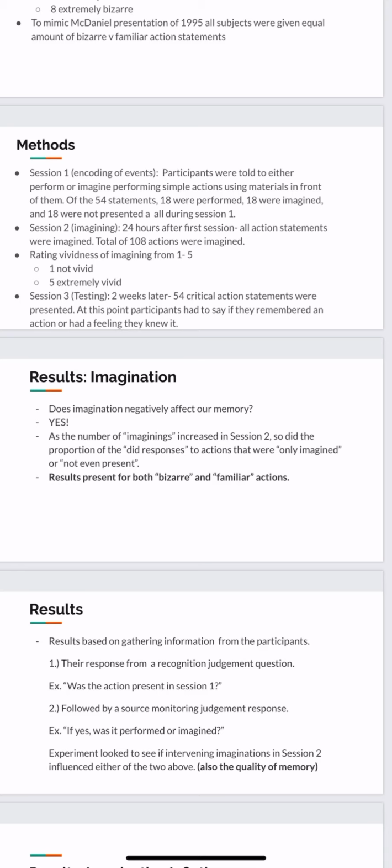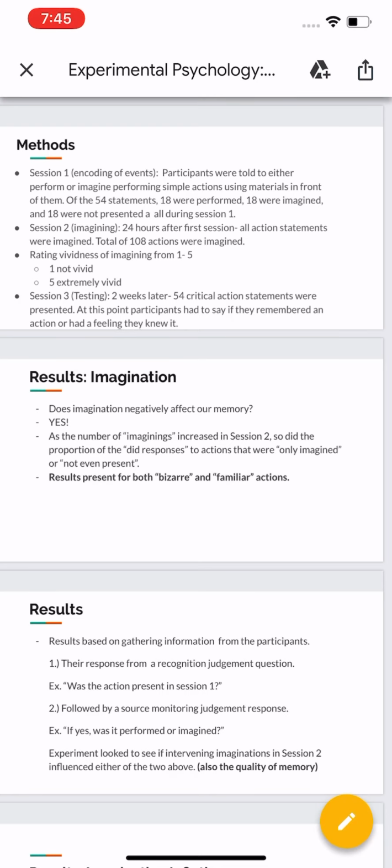24 hours later, or after the first session, participants came back for session 2, which was imagining. All action statements were imagined, and a total of 108 actions were imagined for session 2. For the second session, 27 seconds were given for each imagination. 18 of the action statements were not imagined at all, 18 were imagined 1 time, and 18 were imagined 5 times.